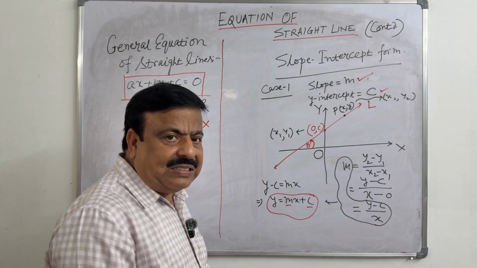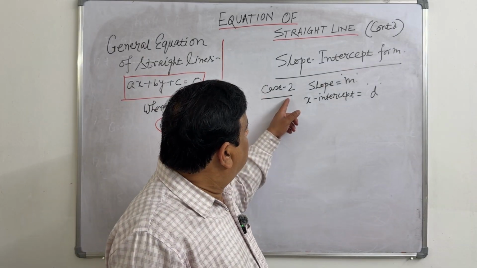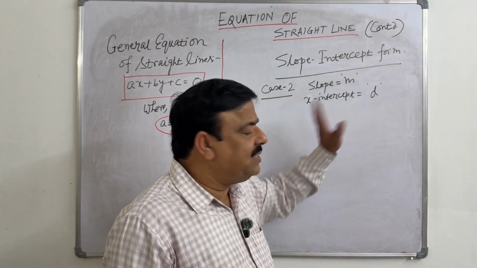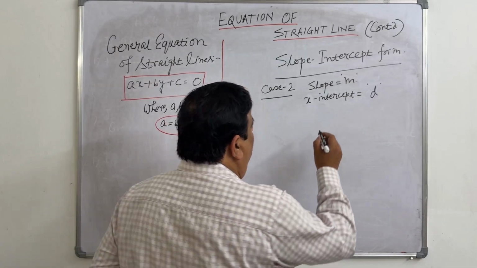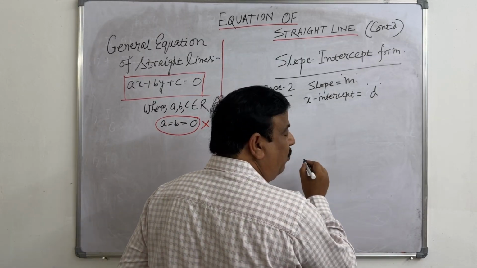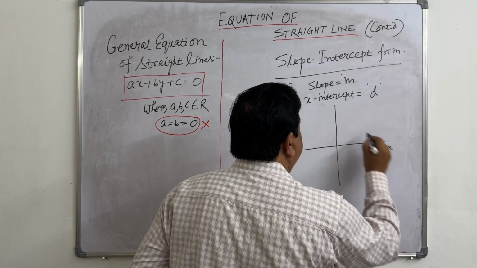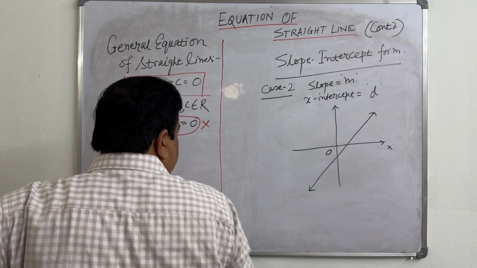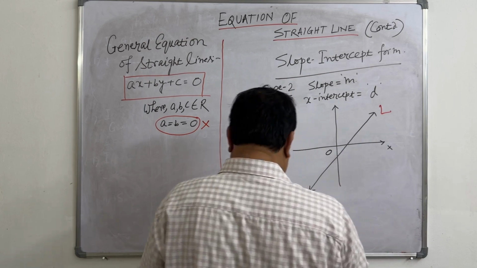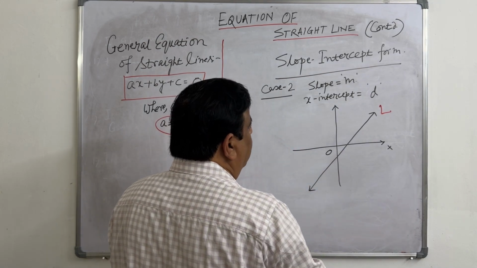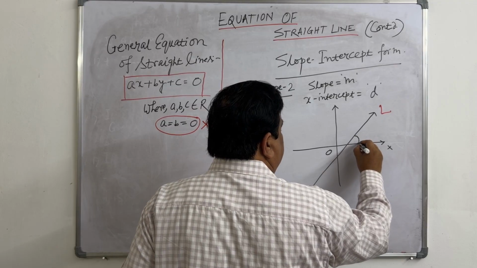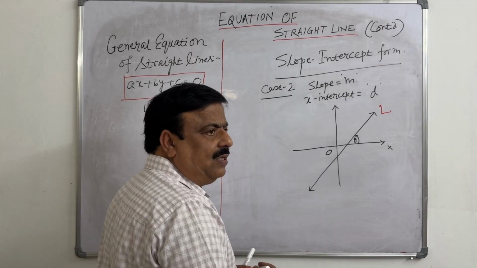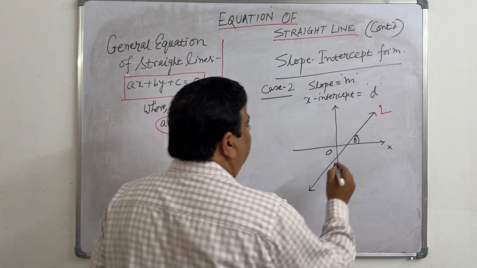There is another case. Case 2: the slope of the line is given as small m, and the x-intercept is small d. If you draw in the Cartesian coordinate system, how will it look? This is your x-axis and this is your y-axis. Here is your origin. Suppose this is the line, say L. m is given, which means this is known, and the x-intercept means the x coordinate of the point, say A.